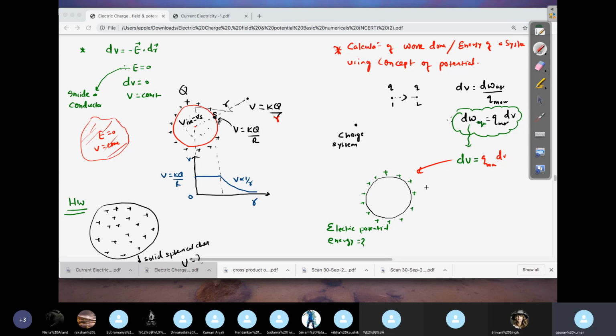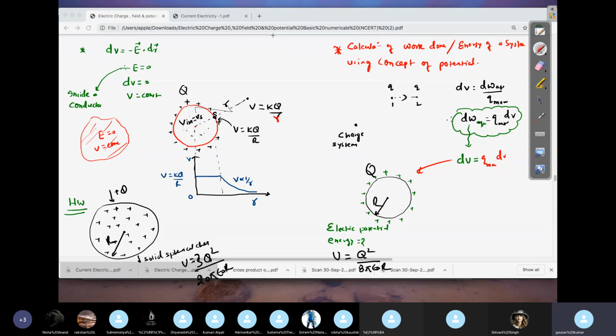This you should always know. If the total charge is Q and the radius is capital R, the total energy U for this will be Q square by 8 pi epsilon naught R. And here, the same thing: the total charge is plus Q, radius is R. In this case, the energy U will come out to be 3 Q square by 20 pi epsilon naught R. Let's see how we get this result.